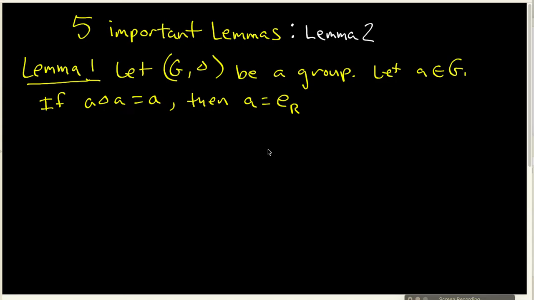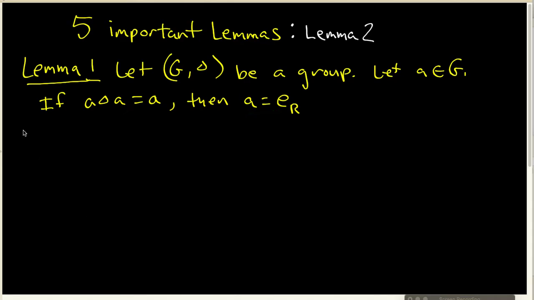In this particular video, we continue looking at our 5 important lemmas. I will need lemma 1, so I want to restate it. Lemma 1 says that if we have a group and A is an element of G, and we have this peculiar property that A triangled with itself is equal to A, then it turns out that A is actually equal to the right identity element inside the group.